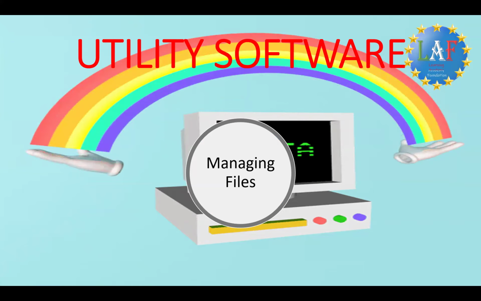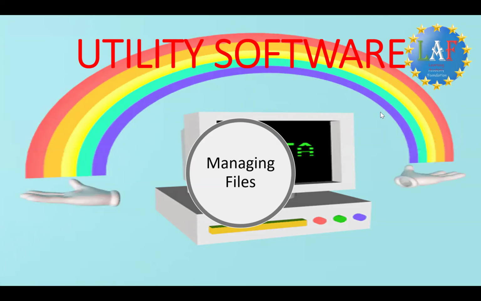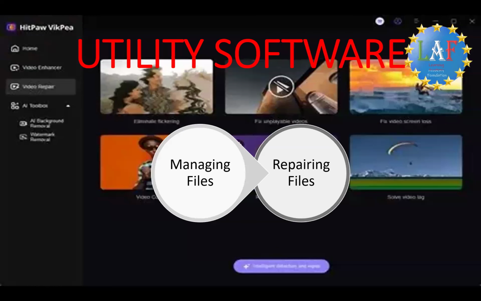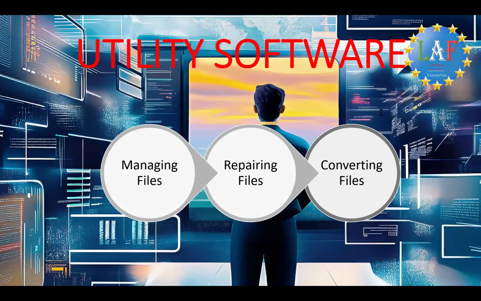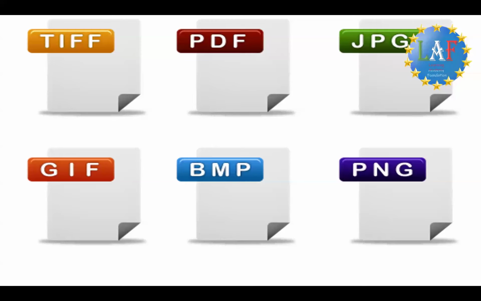What is the utility software? They are our unsung heroes. They keep systems healthy. How? Managing files. For example, organizing and securing data. Repairing files, fixing corrupted data. Converting files, changing formats for compatibility. For example, using TIFF, PDF, JPG, GIF, BMP, and PNG.